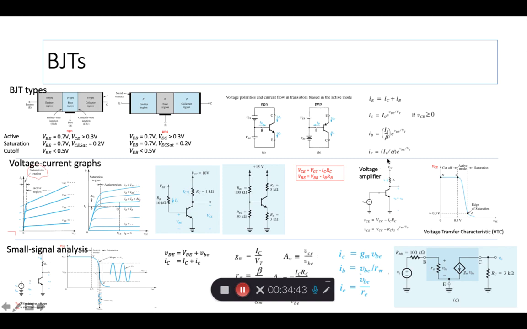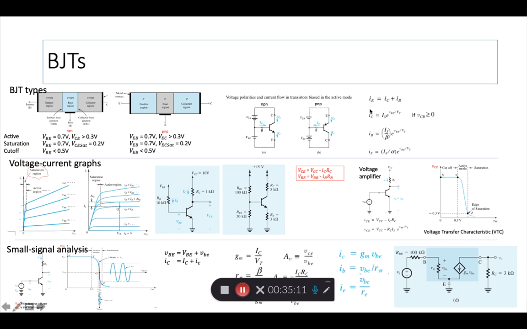I didn't bring that out anywhere here, but make sure you get a good handle on how beta and alpha help connect IE and IC, etc. So for example, IC is alpha times IE, right? So it's about 0.99, 0.98, etc., times IE, and so on.